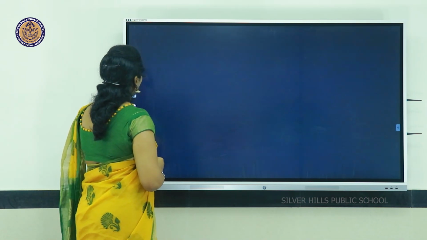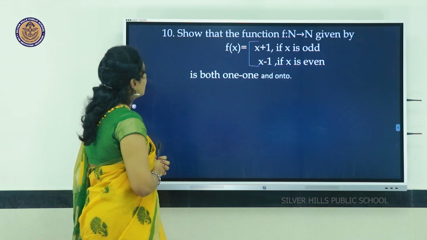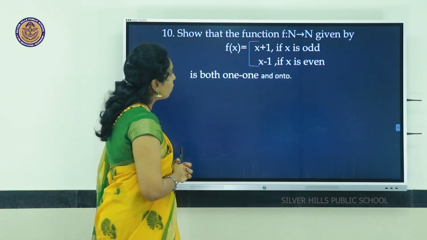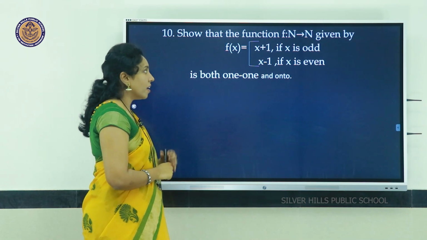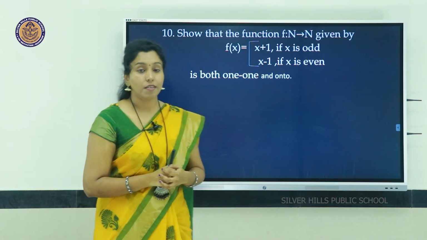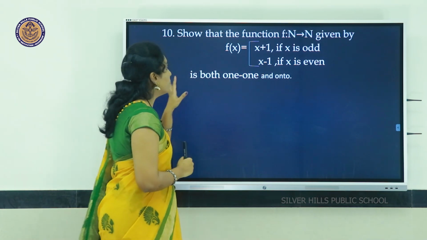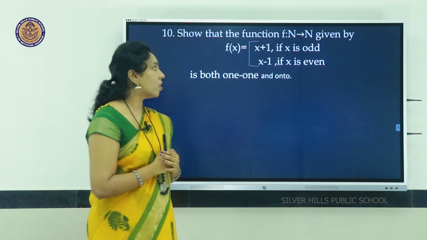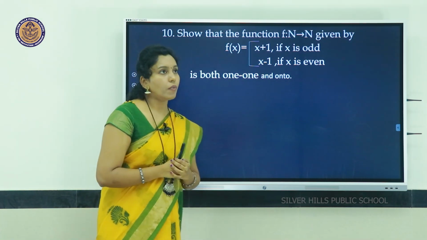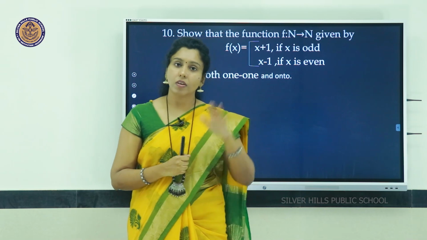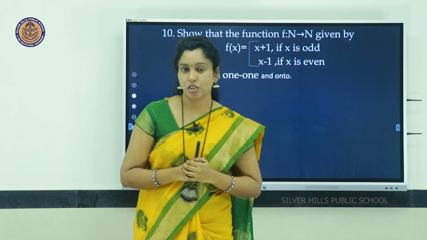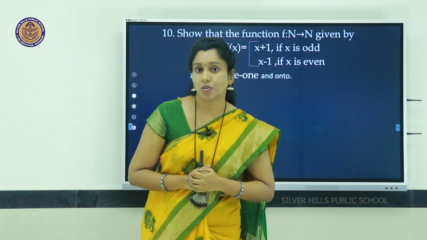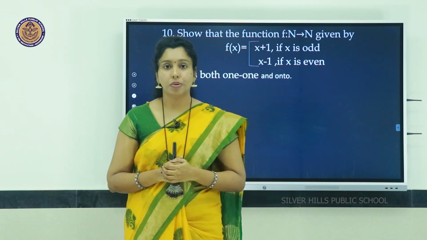Now, we will do just one more question, that is, show that the function f from N to N given by f of x is equal to x plus 1 if x is odd, x minus 1 if x is even, is both 1 1 and onto. So, we are going to prove it is 1 1 and onto. So, usually when we prove something is true, we take the help of our definition, that is, for some x1, x2, f of x1 is equal to f of x2 implies x1 equal to x2.